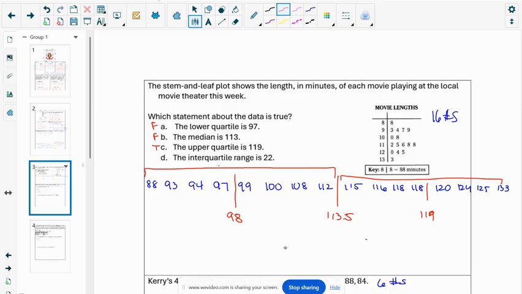The interquartile range, 119 minus 98. That's going to be 21, right? I take my third quartile or my upper quartile minus my lower quartile and I get 21. So this is not going to be correct. That's false. It's going to be letter C.